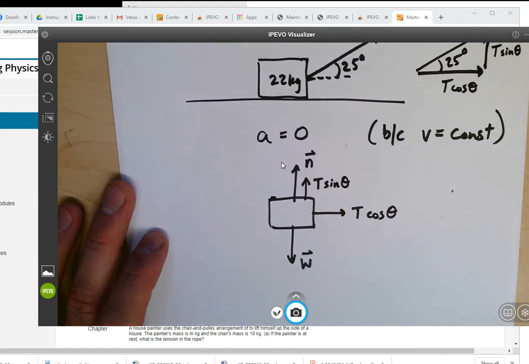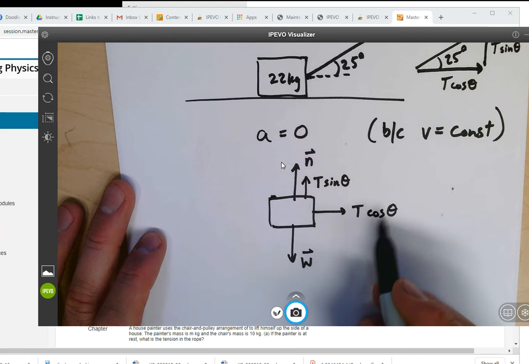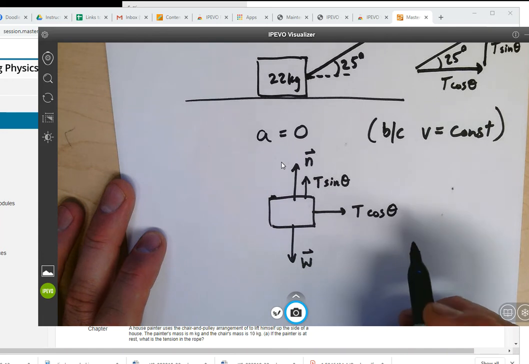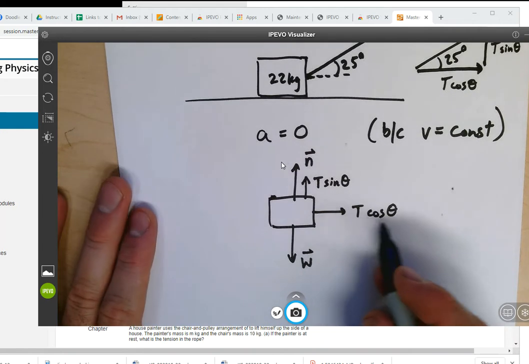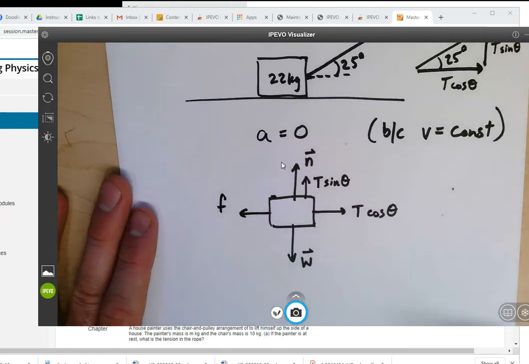So basically, we need to figure out what the tension in the rope is. Here's the thing: if this was the only force involved, then there would be some kind of problem, right? It would be accelerating. So we know that there's got to be some kind of frictional force here going in the opposite direction.